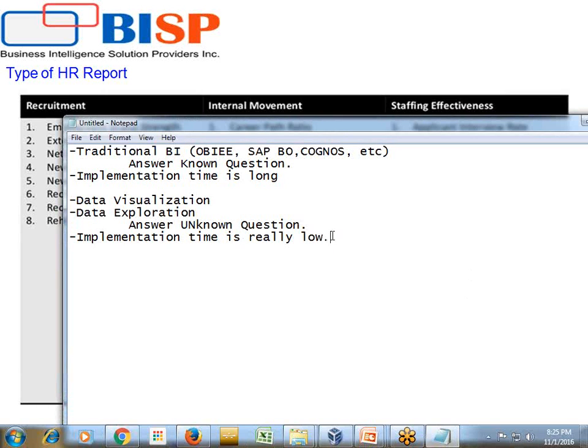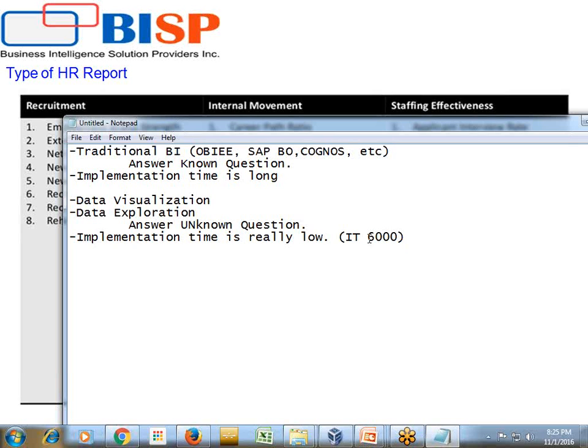So implementation time, I say really low. I mean your budget is very limited. I work for a client whose yearly IT budget was $6,000. You may be saying it's funny, man. What are you saying? It's $6,000. How can you implement IT? Yes, it's true. You can implement Tableau within a $6,000 yearly budget.